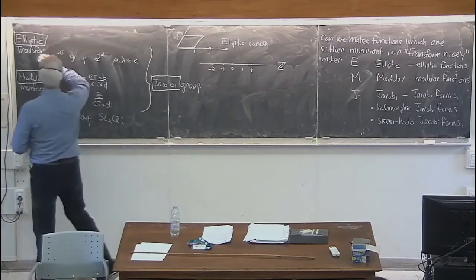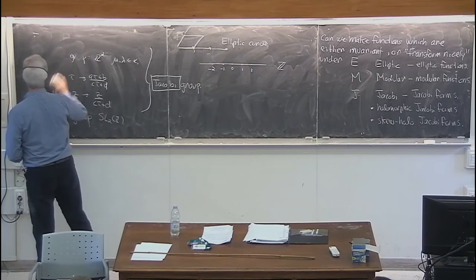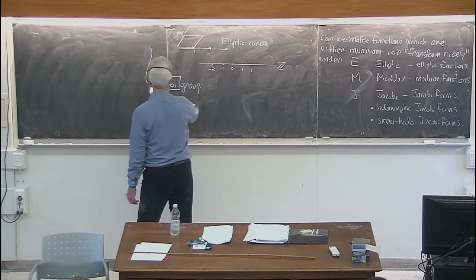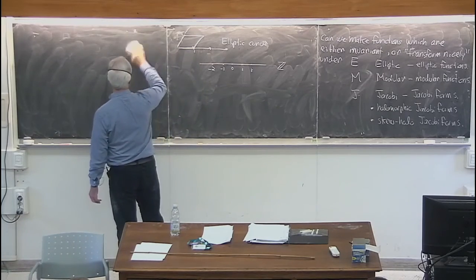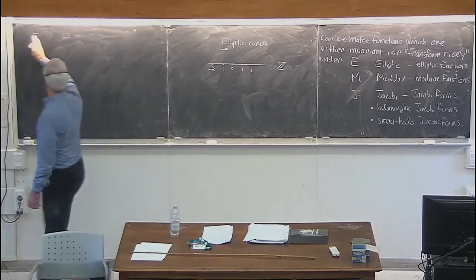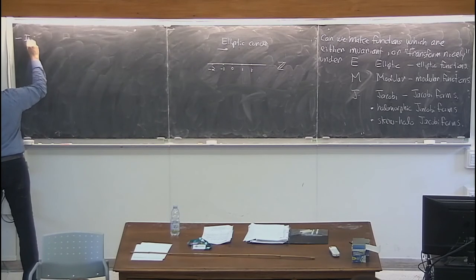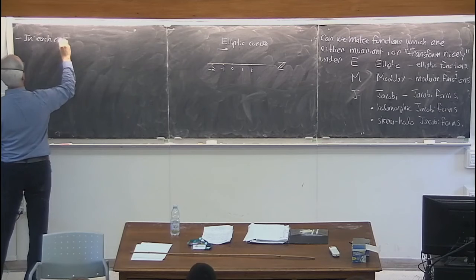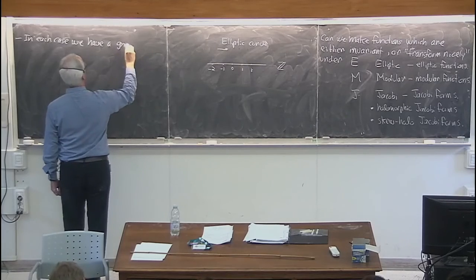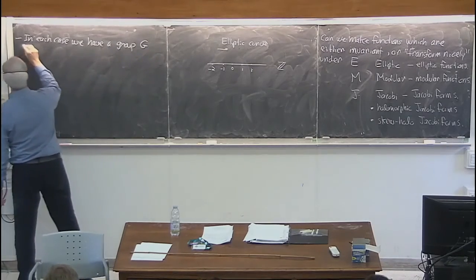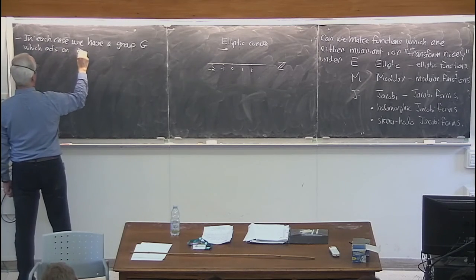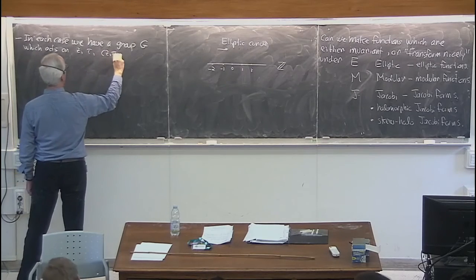And I'm going to stop in just a minute, but let me just say one thing, which is probably one of the most important ideas in this whole subject, and one that I'm going to develop in a lot of detail in the next lecture, and that is the following idea. In each of these cases, we have a group G which acts on Z or tau or the combination of Z and tau.